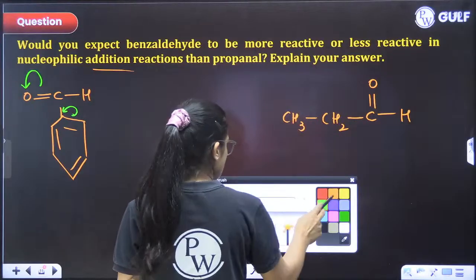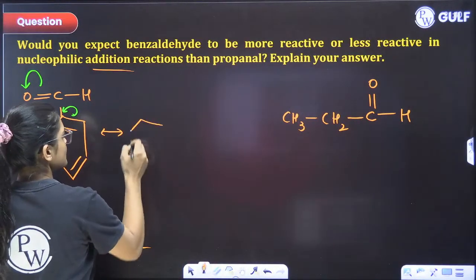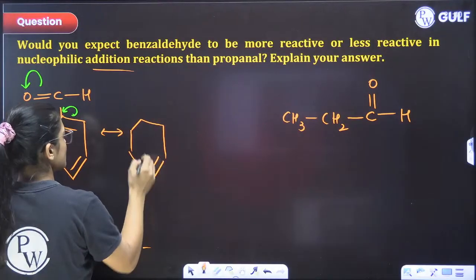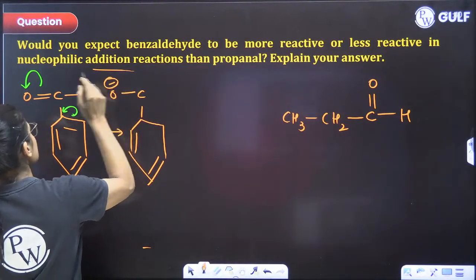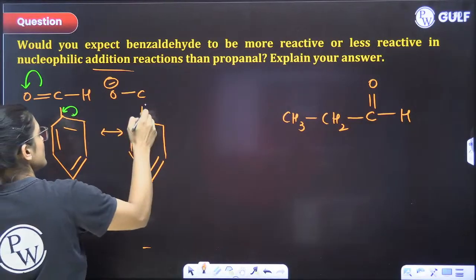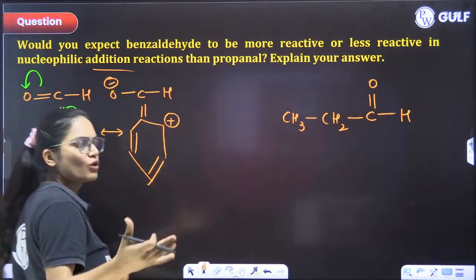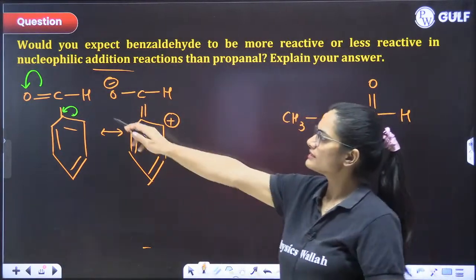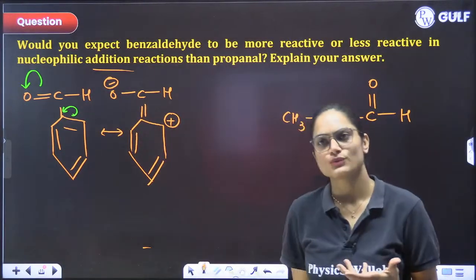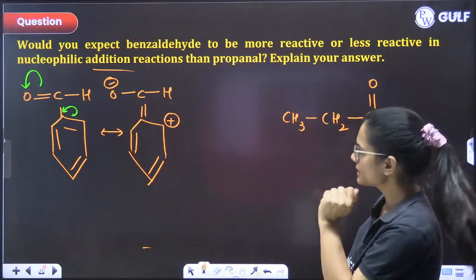So yes, I can show you its resonance structure. This is your benzene ring, this oxygen is having negative charge, positive here, negative here will make a bond, and this is your hydrogen. You can draw other resonance structures as well. So you can see that the electrophilicity of the carbon is getting reduced over here. That is one reason. The second one is steric hindrance, which is more here.